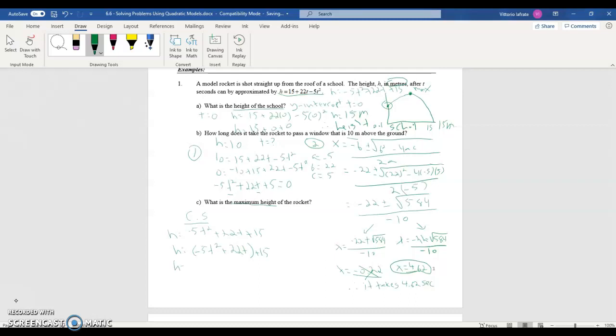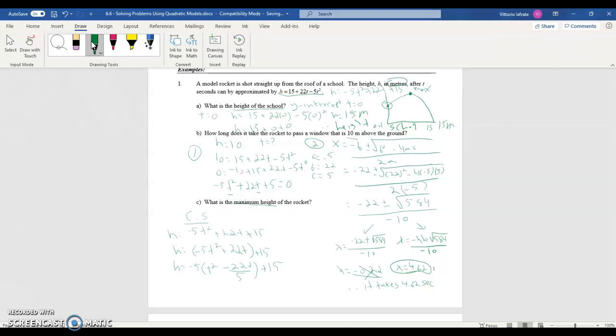So we're going to have h is equal to negative 5, t squared, or t can be by itself rather, and then do 22 divided by 5. So we're just going to keep that in fraction form. So plus, that becomes negative, since we took out negative 5. So negative 22 over 5 t, plus 15.